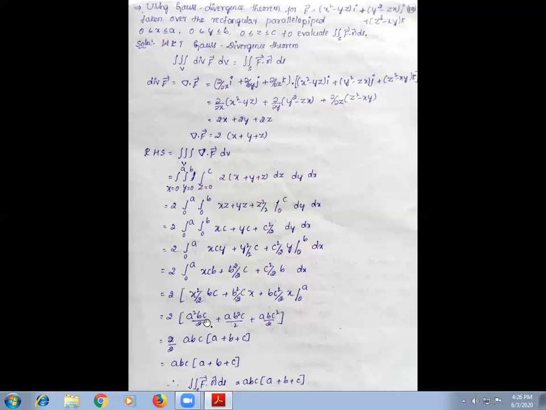In all the terms, abc/2 is a common factor. Take it outside: 2 into abc/2, remaining a + b + c. The 2s get cancelled, and we get abc(a + b + c). That is, the double integral over S of F · n̂ dS is abc(a + b + c).